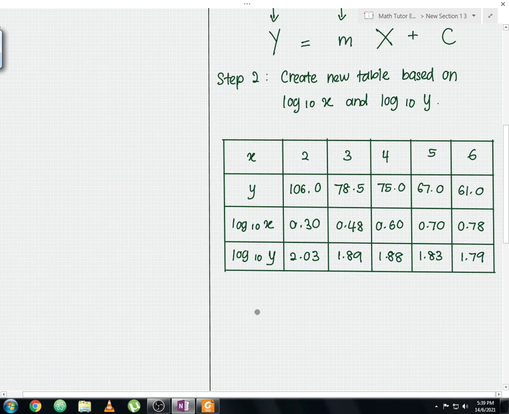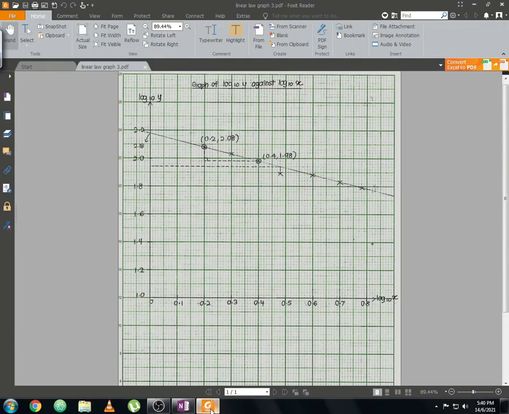So we have successfully created a new table based on log 10x and log 10y. Once you have done this, we can proceed to the third step, which is to plot the graph. Let me write the step here. We can plot the graph with log 10y versus log 10x. By the way, I've already completed the graph for you, so allow me to show you the complete graph now.